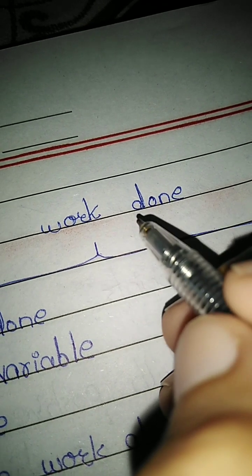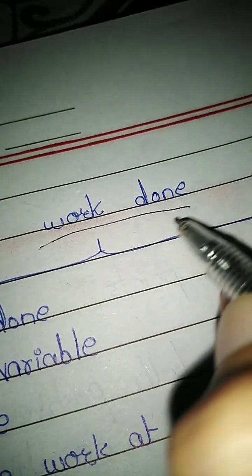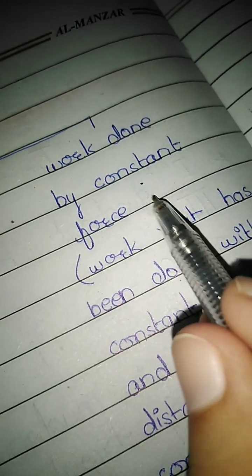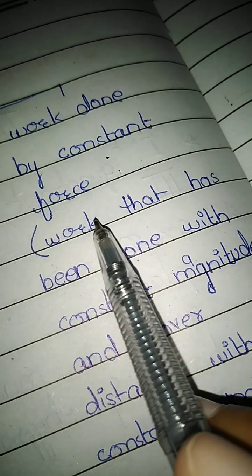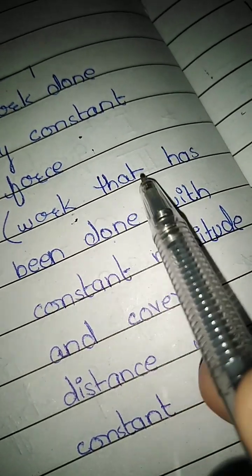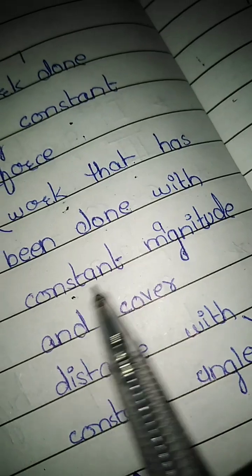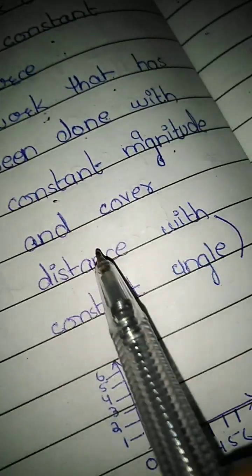In this lecture, we're going to talk about the work done with respect to variable force and constant force. First, we're going to talk about the constant force. Let's see the example or definition of it. Work that has been done with constant magnitude and cover distance with constant angle.